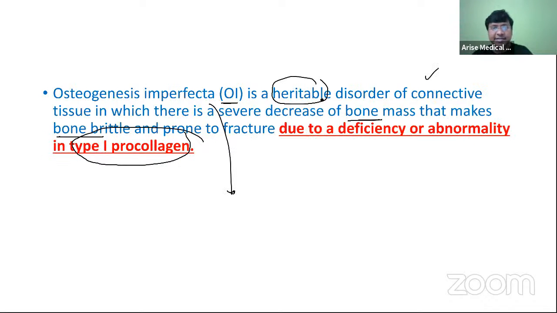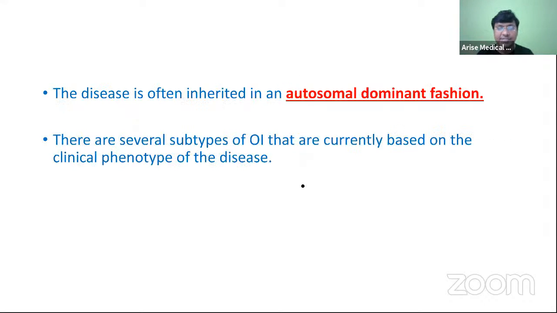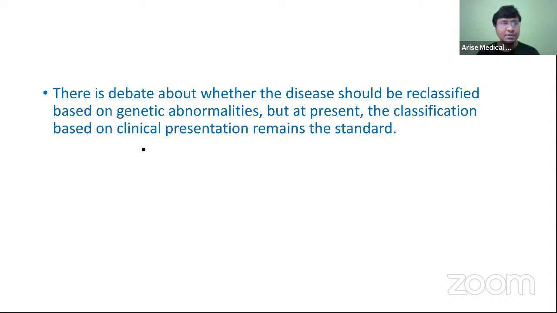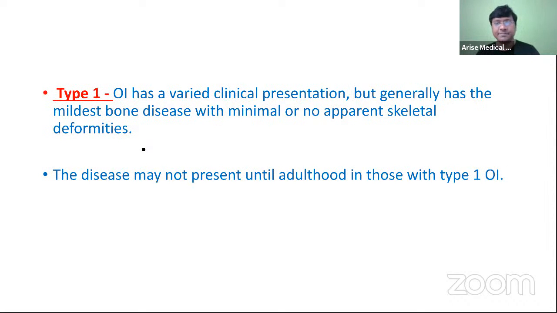We have discussed that it is a heritable disorder. What type of hereditary disorder is it? It is an autosomal dominant type of inheritance. Based on the clinical phenotype, we have several subtypes, but here I will discuss the two important ones, osteogenesis imperfecta type 1 and type 2.